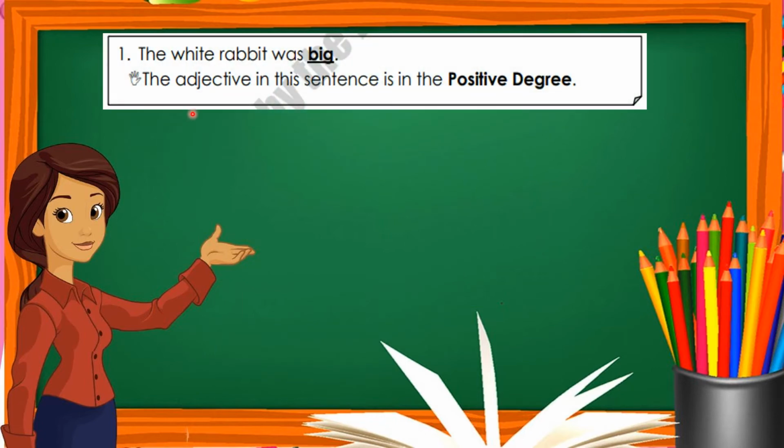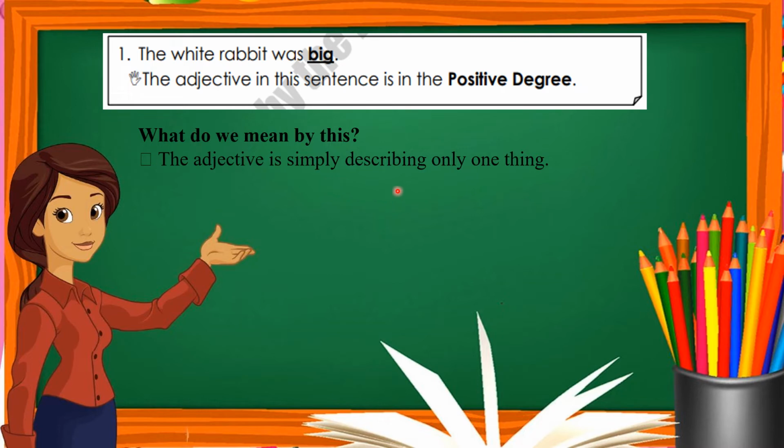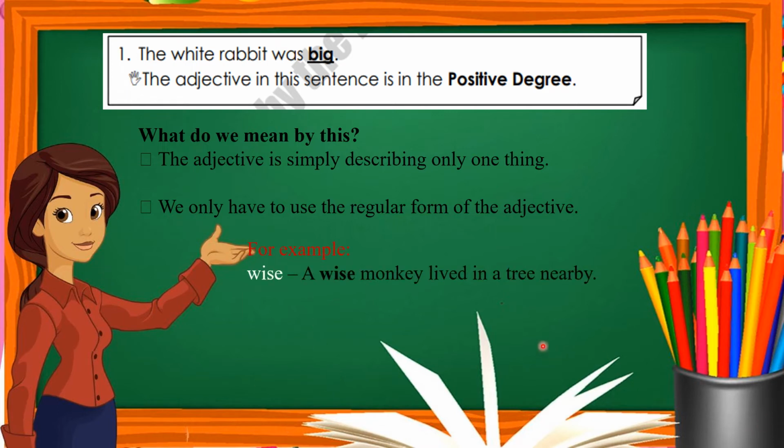Here, the white rabbit was big. The adjective in the sentence is in the positive degree. Why? What do you mean by this? The adjective is simply describing only one thing, only one animal, right? The white rabbit, so it is in the positive degree. We only have to use the regular form of the adjective. For example, wise. A wise monkey lived in a tree nearby.